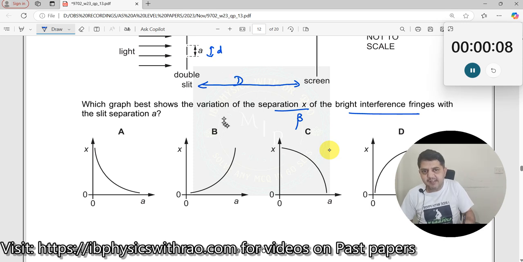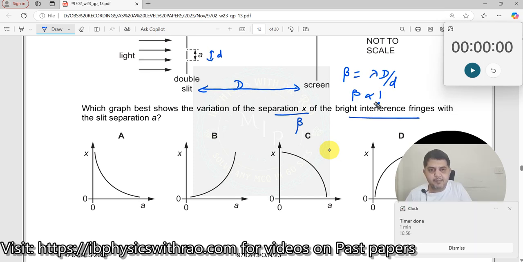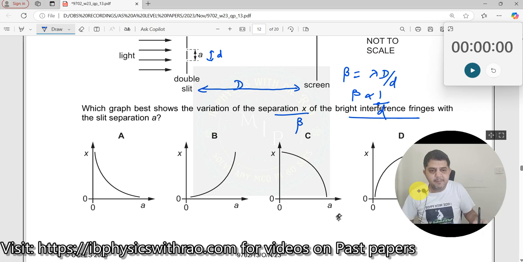So therefore, what is the expression for beta? Beta is equal to lambda capital D divided by small d. Lambda is the same, one wavelength, capital D is constant, so beta is inversely proportional to d. Beta is inversely proportional to d, right? Which of them will be correct?